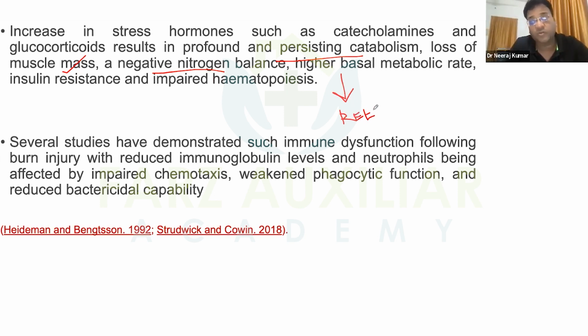How will you decide whether you will give total parenteral nutrition to the patient, whether you will give enteral nutrition, whether you will opt for post-pyloric feeding? All these things will be discussed later on. Now, several studies have suggested, these are very old studies, one was in 1992 and another published in 2018, that immune dysfunction because of the burn injury will lead to reduced immunoglobulin levels. The neutrophils are affected by impaired chemotaxis, leading to weaker phagocytic action and reduced bacterial killing capabilities.